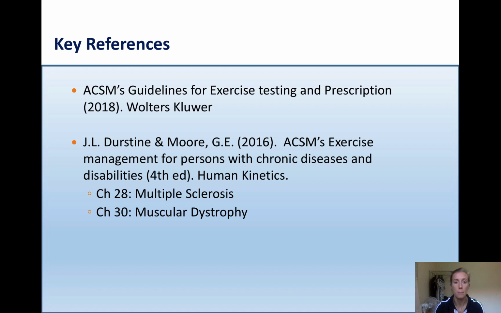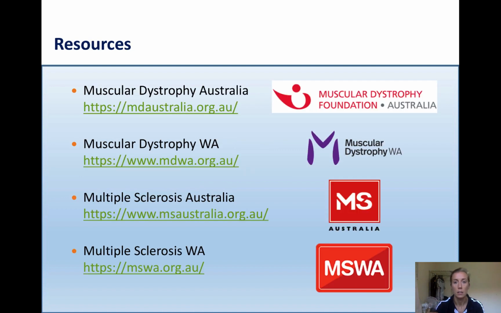So as always, guys, key references. You've got your ACSM references here, say no more. And then we've got some extra resources: your organisations in Australia, the nationwide one and the Western Australia specific organisation for muscular dystrophy and multiple sclerosis. There are heaps of resources on there. I say it every week, I hope you do go check them out and have a look.